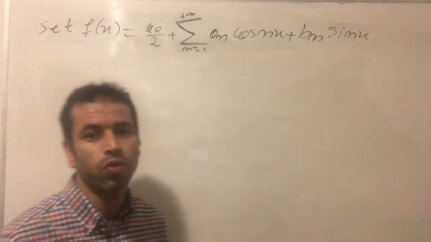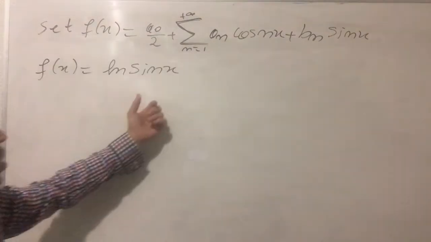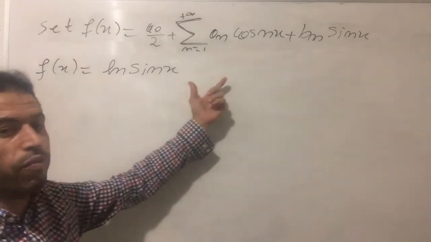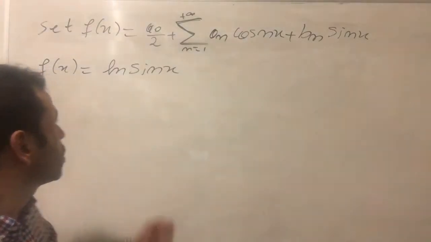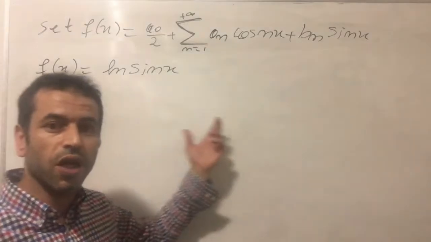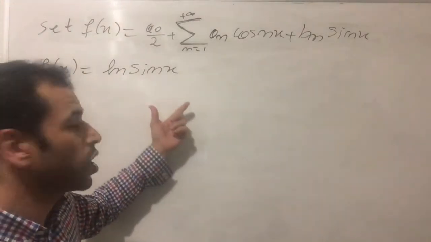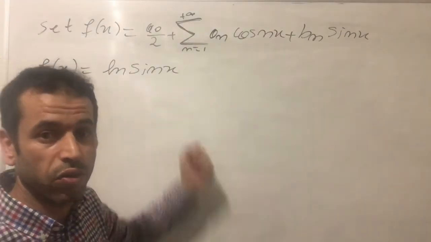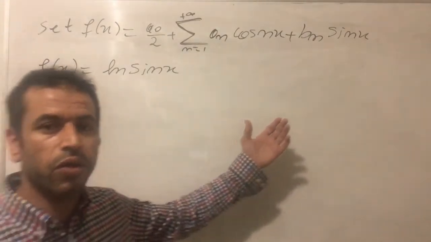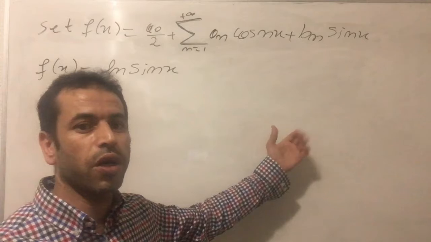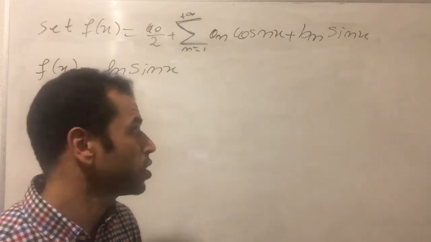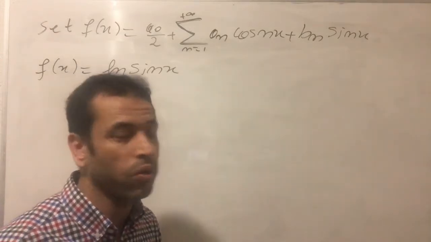In today's video, I'm going to look at a very interesting problem. I'm going to put this function in the form of the Fourier series, okay? We previously did the natural log of cosine x. Today, we are going to do the natural log of sine x, okay? I'm going to use the Fourier series associated with complex numbers as well as the Taylor expansion, okay?